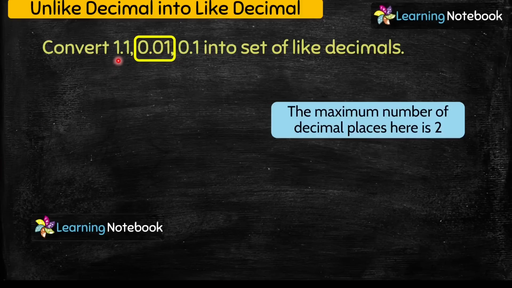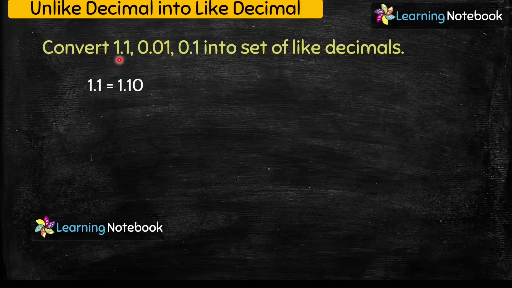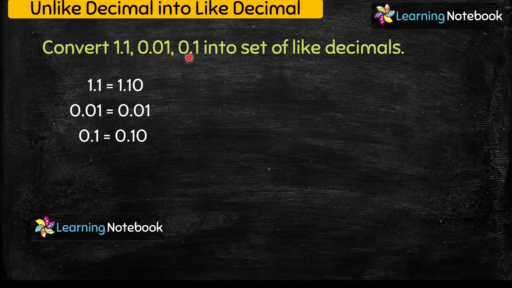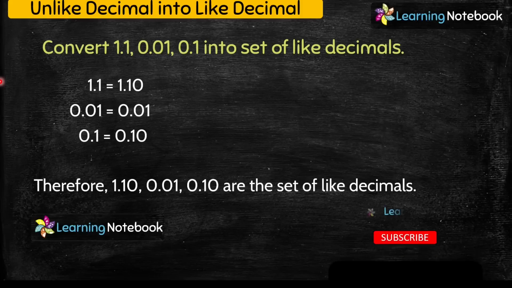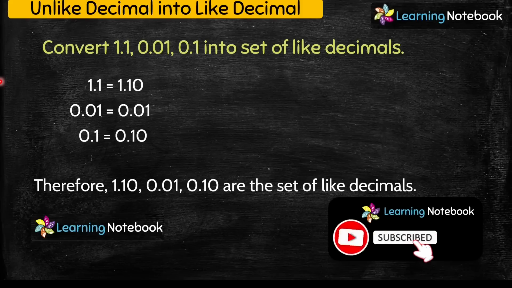So 1.1 equals 1.10. Then second decimal number already has 2 decimal places. And then third decimal number 0.1 equals 0.10. So students, we have converted each of these decimal numbers into set of like decimals.